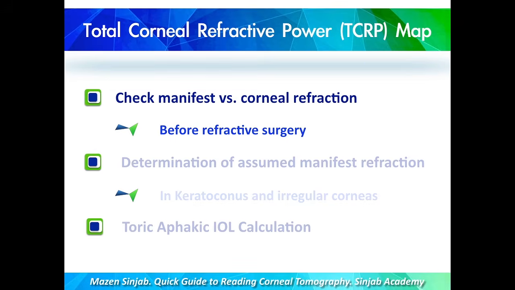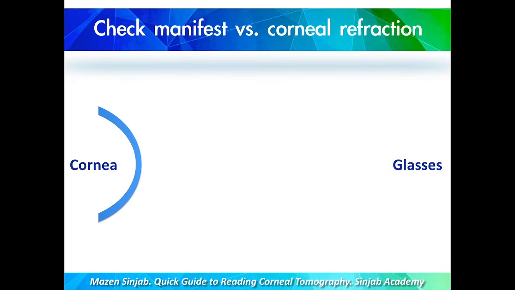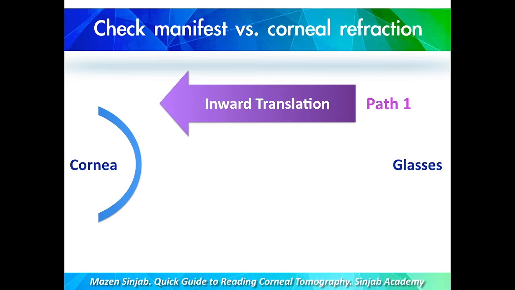Now we use this indication in order to check the manifest refraction that we obtained by subjective examination, in order to test this manifest refraction against corneal refraction and to know whether there is a disparity, especially in astigmatism. Now we will discuss this topic by studying the translation between cornea power and the manifest refraction at a glass plane. And this can be done by two paths.